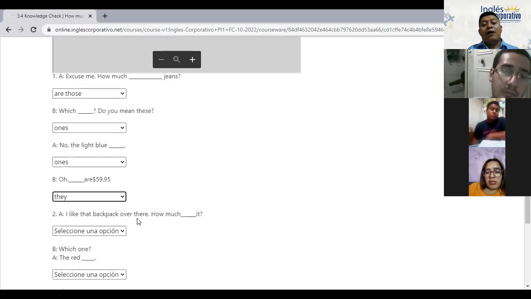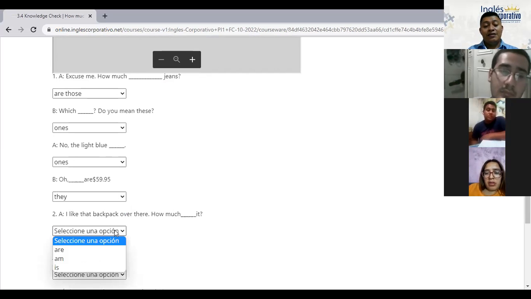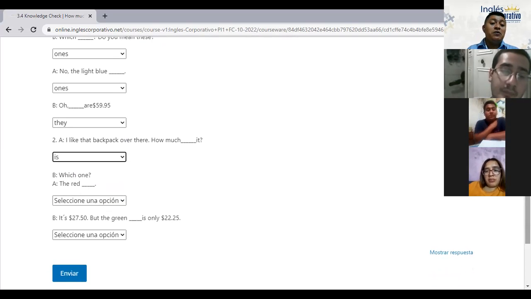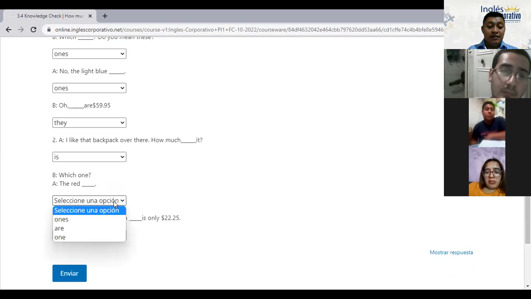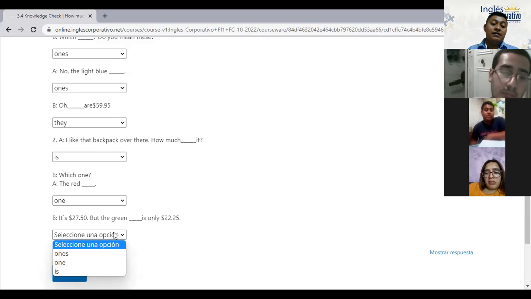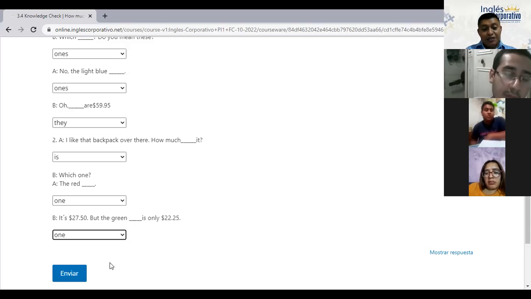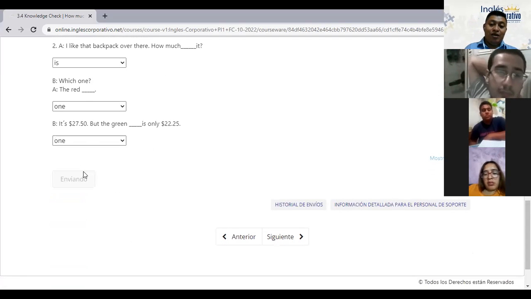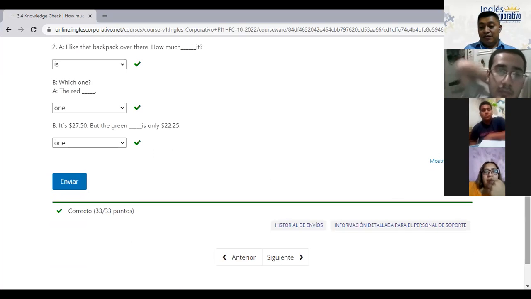They are. I like that backpack over there. How much is it? Which one? The red one and the last one. It's 27.50, but the green one is only 22.25. So let's see if you're right in this part. Yes, right. You are right.